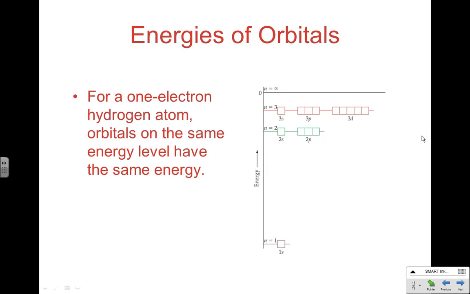Now, for a 1 electron atom like hydrogen, orbitals on an energy level all have the same energy. So notice we've got our 1s apartment here.